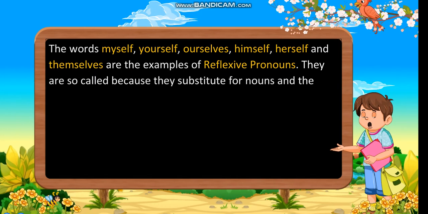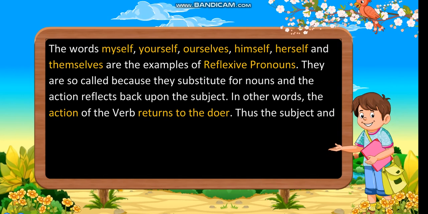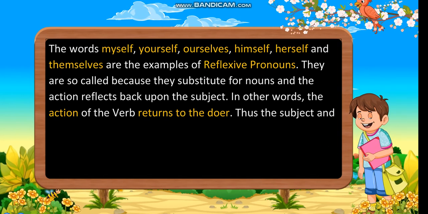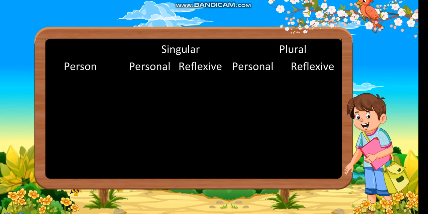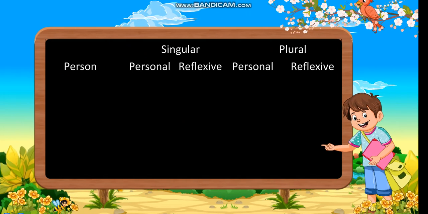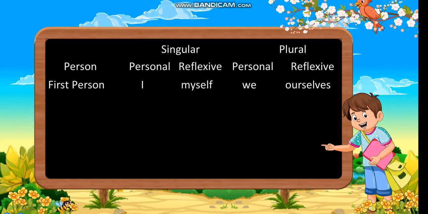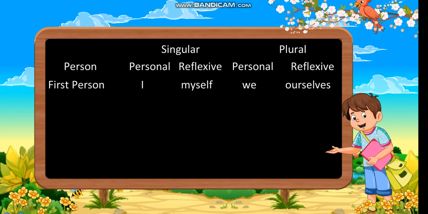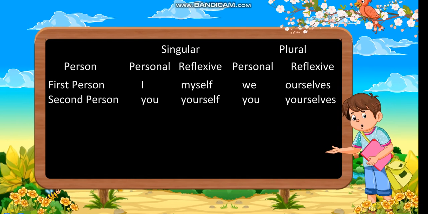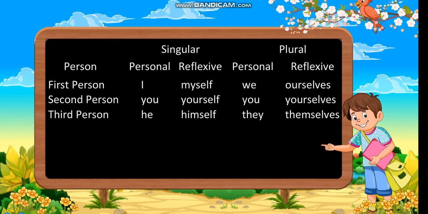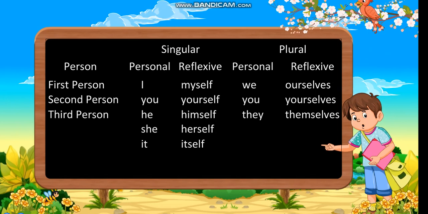They are so called because they substitute for nouns and the action reflects back upon the subject. In other words, the action of the verb returns to the doer. Thus, the subject and the object of a verb are the same person or thing. Persons, singular, personal, reflexive. Plural, personal, reflexive. First person: I, myself; we, ourselves. Second person: you, yourself; you, yourselves. Third person: he, himself; she, herself; it, itself; they, themselves.